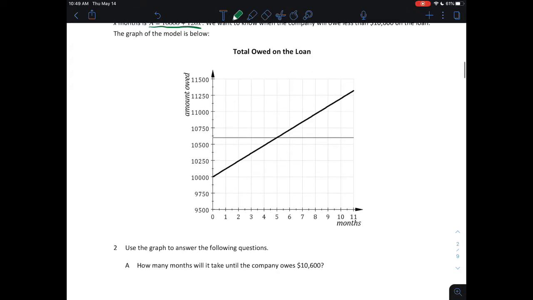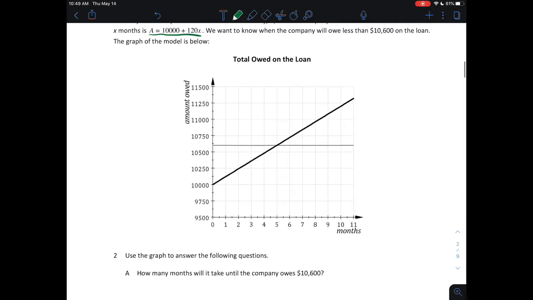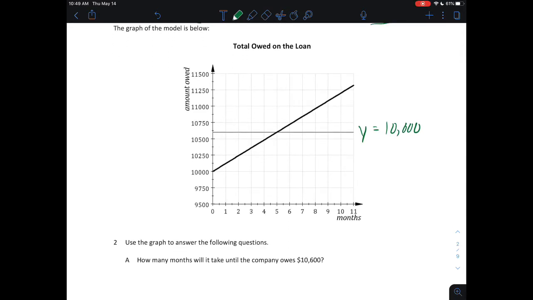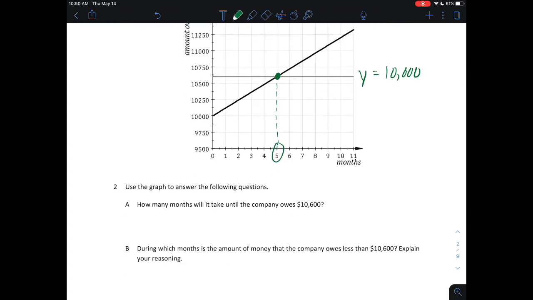And then right below the graph, we have number 2. Use this graph to answer the following questions. Part A, how many months will it take until the company owes $10,600? Notice here they're using $10,600 like a threshold, like in the previous example. And you can see that there's a horizontal line here, and it's between 10,500 and 10,750. So this is that horizontal line, y is equal to 10,600. So when or how many months will it take the company to owe 10,600? Again, notice where the diagonal line crosses the horizontal line. And where that happens, if you follow it down to the horizontal axis, you can see that it looks like it's 5 months. So, 5 months.